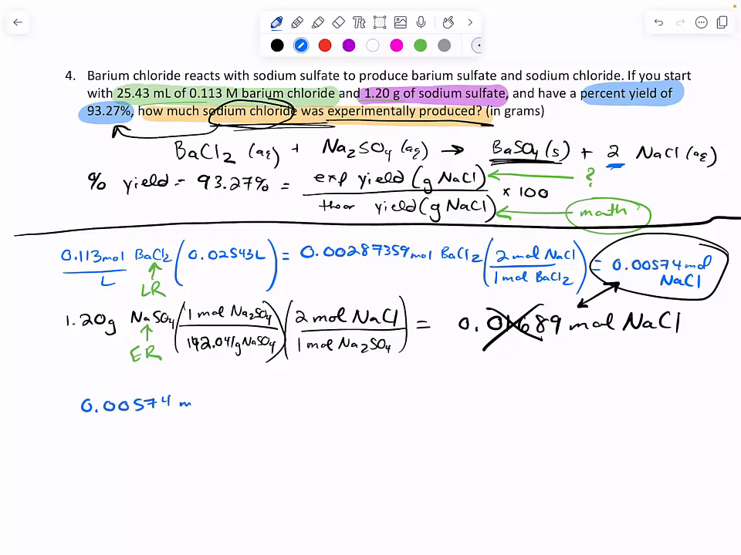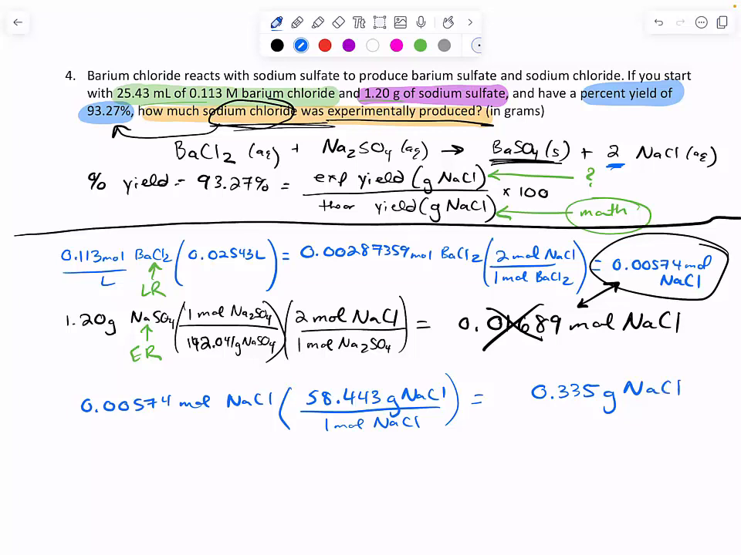0.00574 moles of sodium chloride, and I'm trying to get it to grams. So we use our molar mass, 58.443 grams of sodium chloride per every 1 mole of sodium chloride. And that's going to give me 0.335 grams of sodium chloride. Now, what is that number? That is my theoretical yield. That is not how much was actually produced because we were given our percent yield.